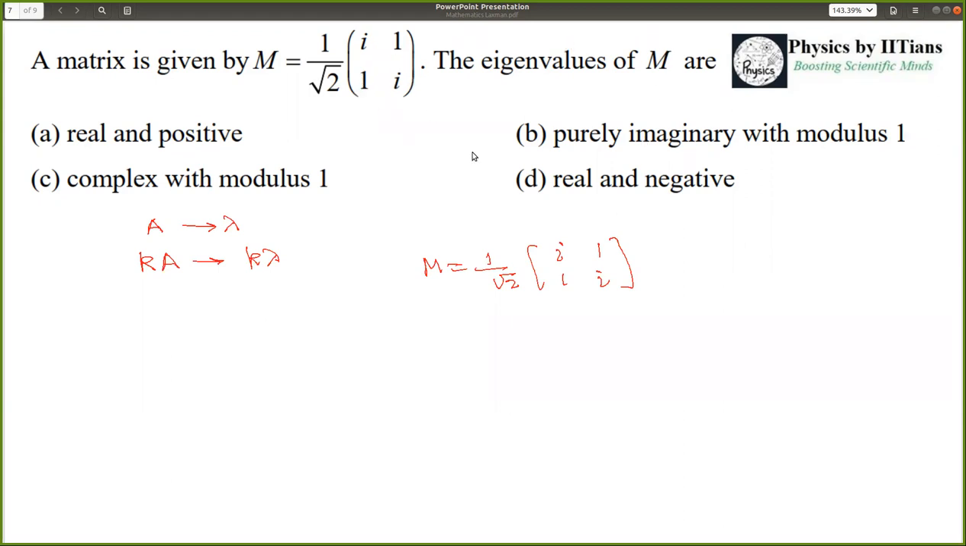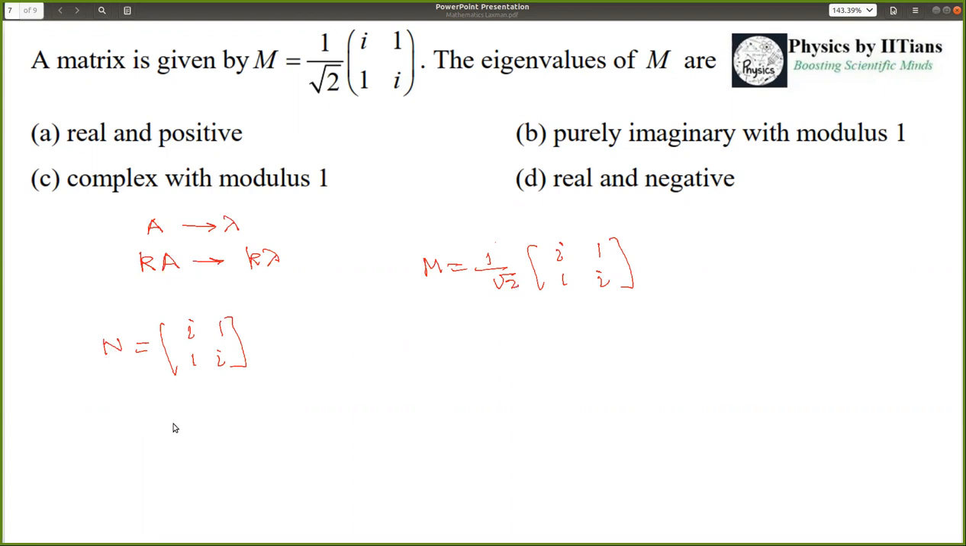So in this matrix, we ignore this number 1 by root 2. We can say that if we take some simple random matrix like N, that is equal to [[iota, 1],[1, iota]], and find the eigenvalues of this matrix, then for M we will simply multiply those eigenvalues by the 1 by root 2 term. Okay, let's find the eigenvalues.